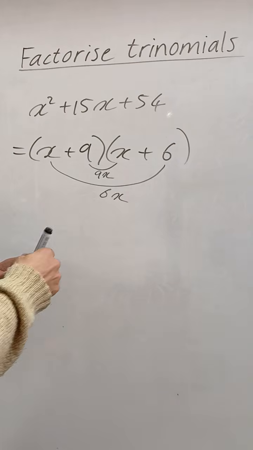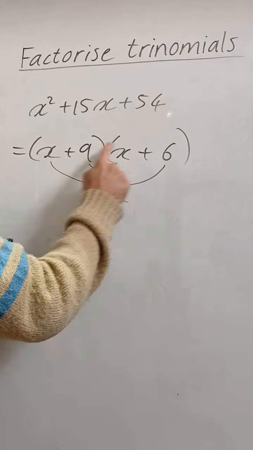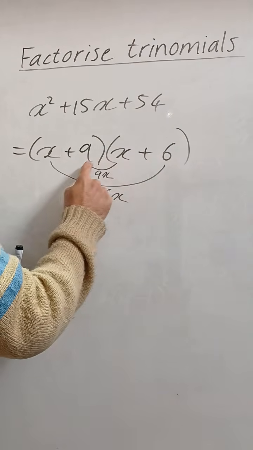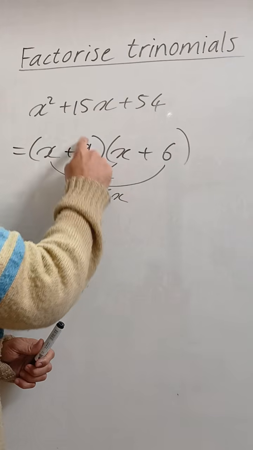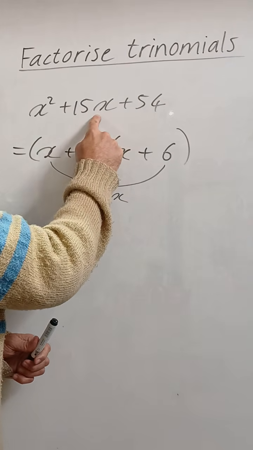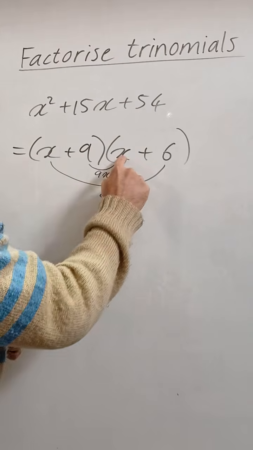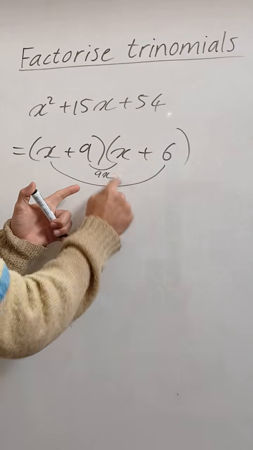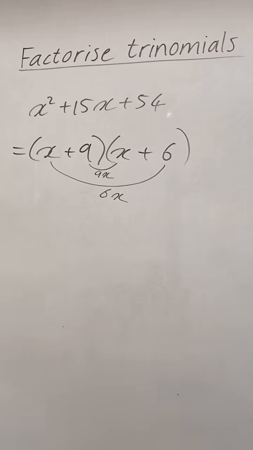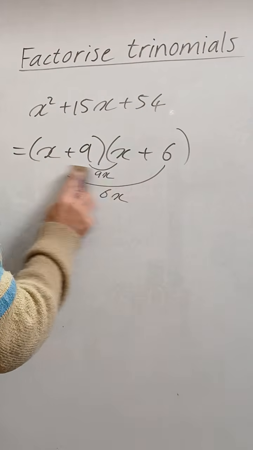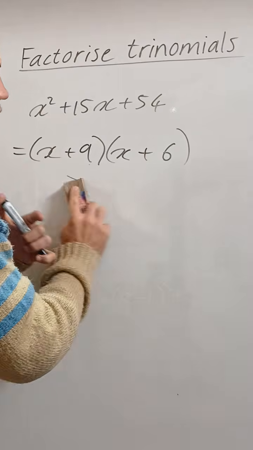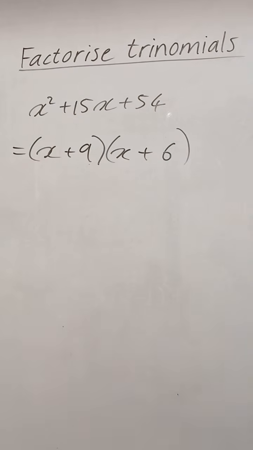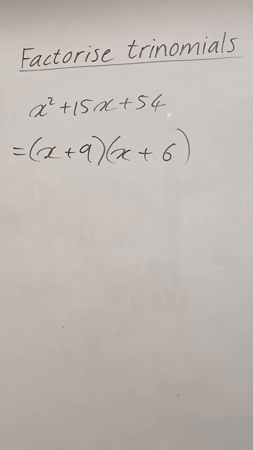So if you said, let's try 18 and 3, then it would have been 18x and 3x, and 18 and 3 is 21. Then you know it doesn't work. So the way you check is by taking those ones, and when you add those two, you're supposed to get the term in the middle. This part here, you can do it in pencil. It's just to check. But that's the answer, x plus 9, x plus 6.